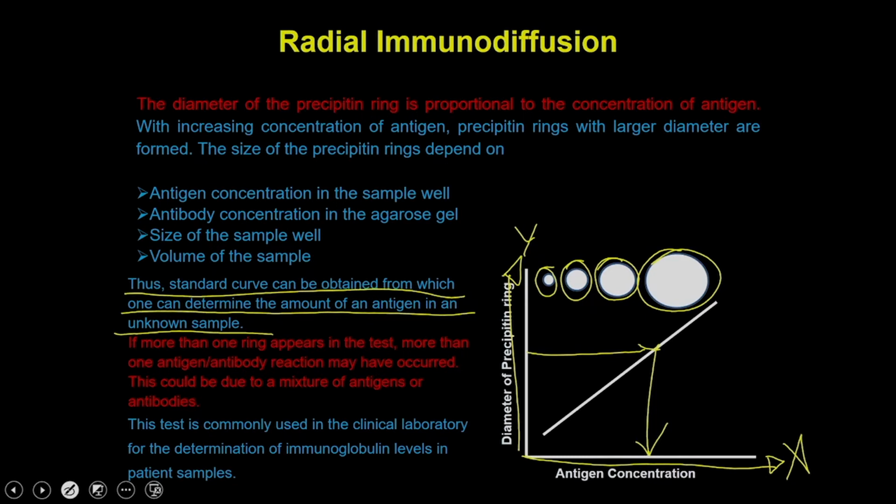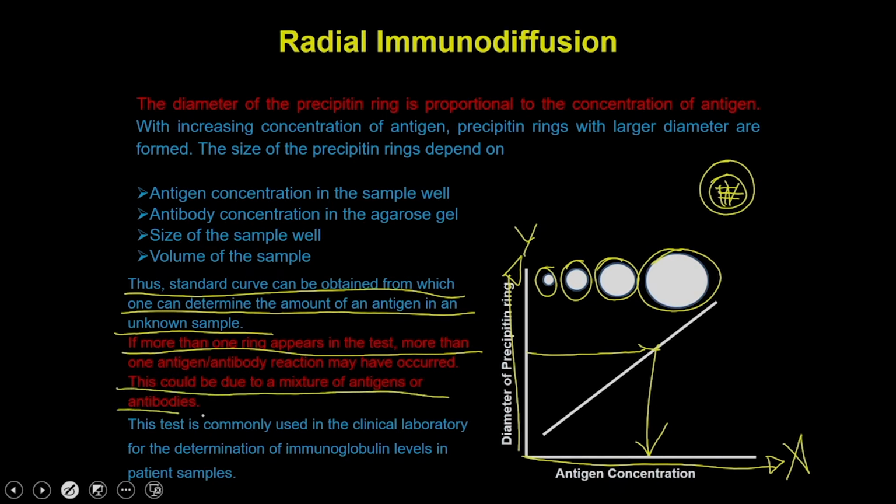If more than one ring appears in the test, for example if you have 2 rings like this, then that implies that you have more than one antigen present in your reaction mixture, which means these antigens are having differential reactions with the antibodies. This could be a mixture of antigen or antibody. This could be because whatever antibody you are adding is not pure.